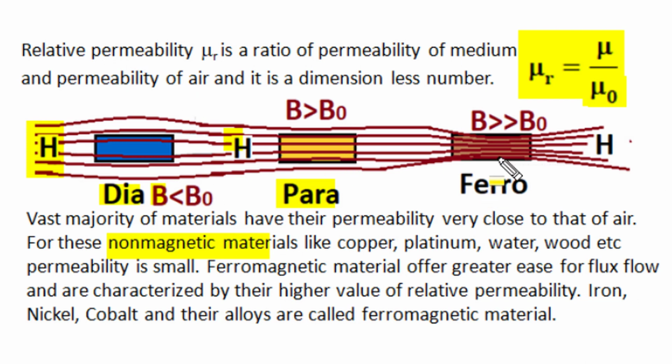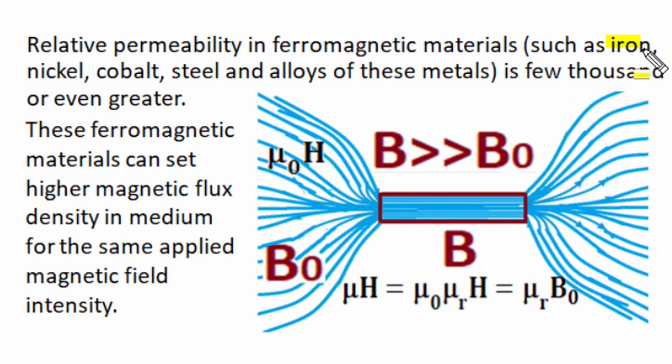But in ferromagnetic material, the magnetic induction in material medium becomes much more than magnetic induction in air for the same amount of applied magnetic field intensity, because these ferromagnetic material got a very high value of relative permeability. And typical ferromagnetic material are metals like iron, nickel or cobalt, or alloys formed by these three metals. This class of material with higher value of relative permeability got engineering importance, and we also call them magnetic materials.